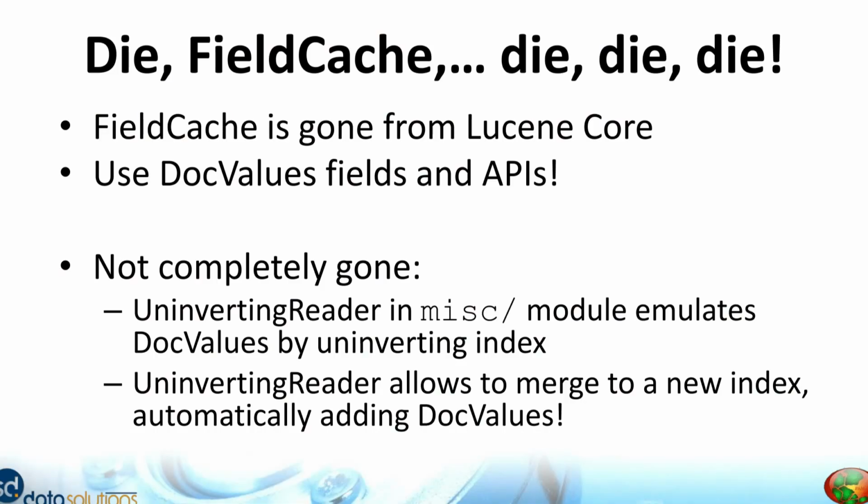This was possible because the doc values API was implemented by a new class called UninvertingReader, which is a wrapper for your index reader. It's no longer in the core, it's in the misc module, and it just emulates, by this uninverting, that you have doc values access. Of course, this needs a lot of heap space, and because of that, you should avoid it. Also, the first query you're trying to sort against has to uninvert the index.